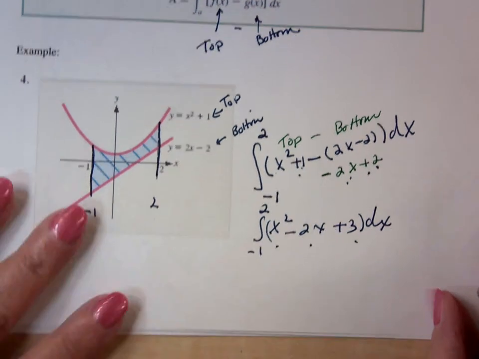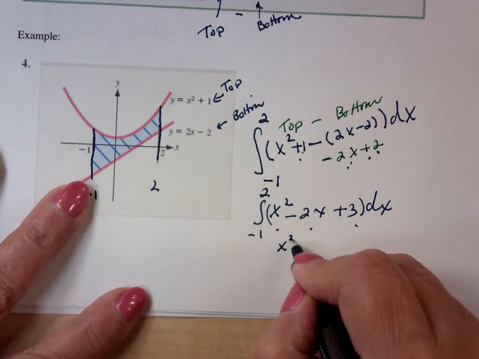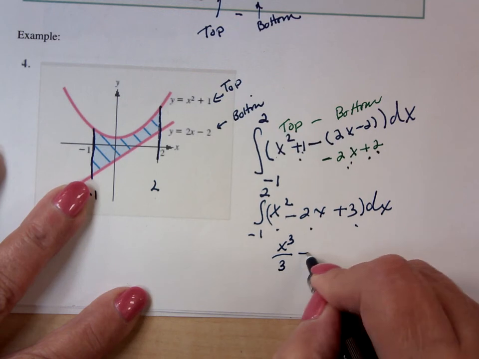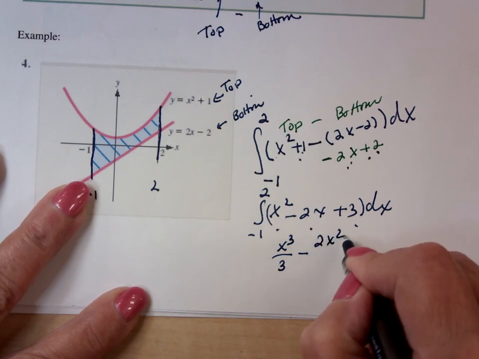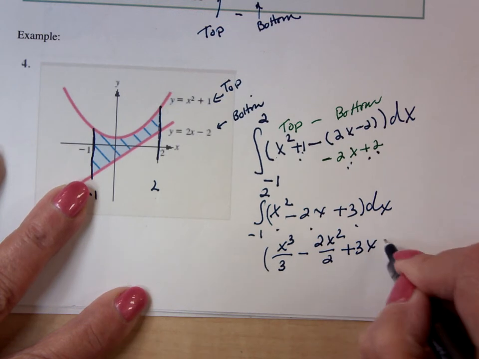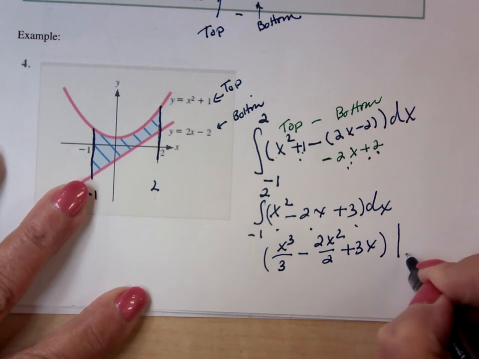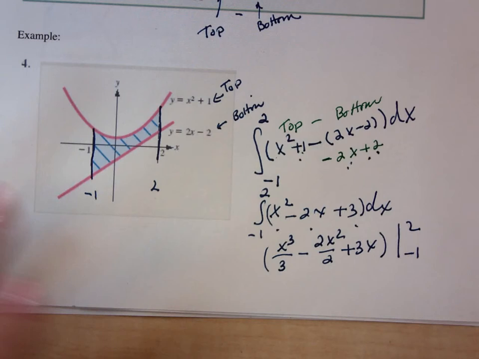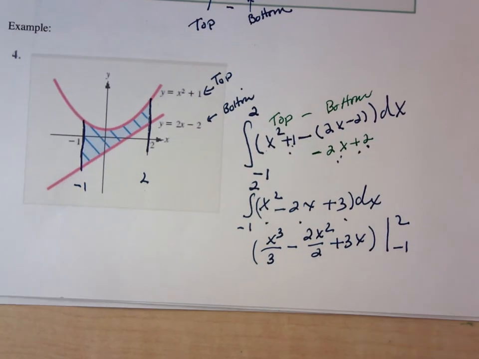And now, this becomes x cubed over 3 minus 2x squared over 2 plus 3x evaluated from -1 to 2, and then I'll let you finish the problem. Then you put in the 2, and then you subtract whatever you get when you put in the -1.